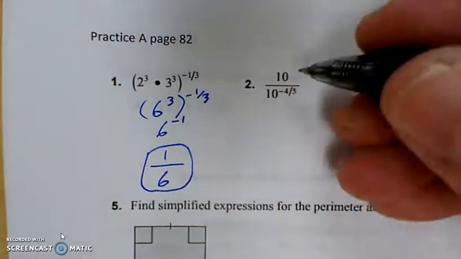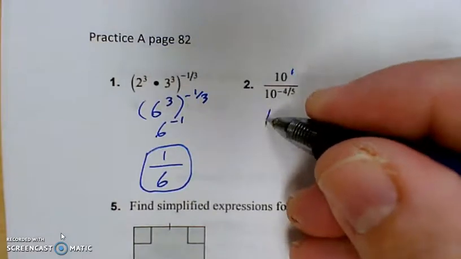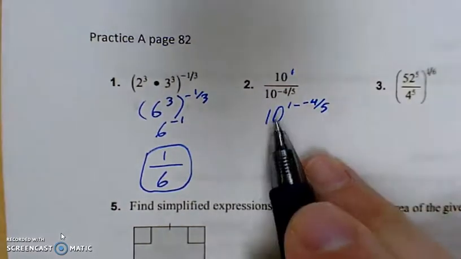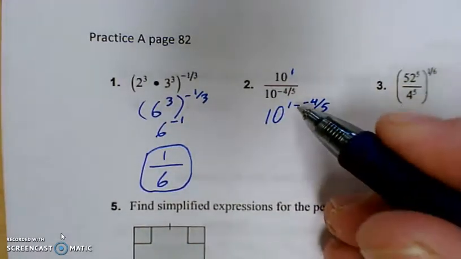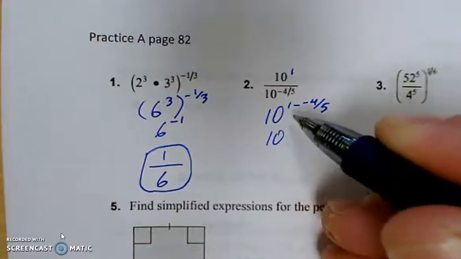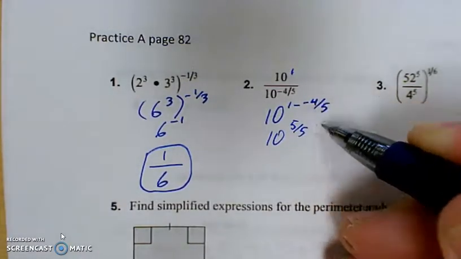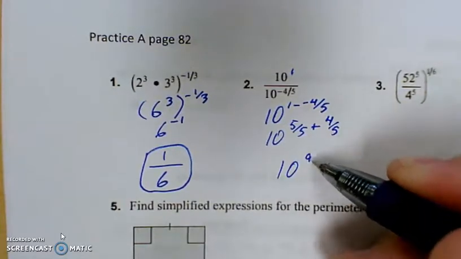Next up, I would write that 10 is to the first power there. And so I would actually combine the 10s as 10 to the 1 minus negative 4/5. I cannot write 10 as like 2 to the something power. It just doesn't work out too well. I'm going to write that as 10 to the, I'm going to change 1 to 5/5, and that's going to be plus 4/5. And that's going to be 10 to the 9/5.